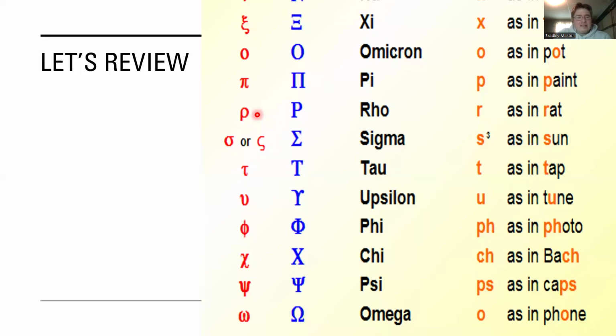P instead of pi, which you're going to be tempted to call this pi, and I suppose when you're talking about math, you should. It's P. So little p and big P as always, hard P as in paint. Rho looks like a P, so that's the confusion point there. Rho is R as in rat.